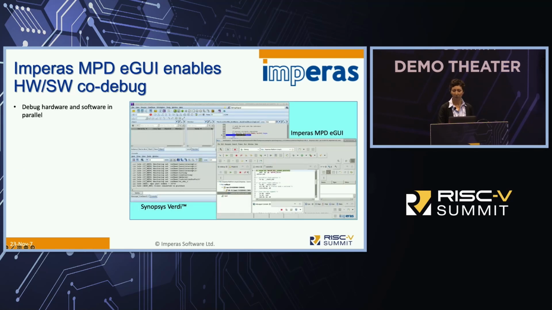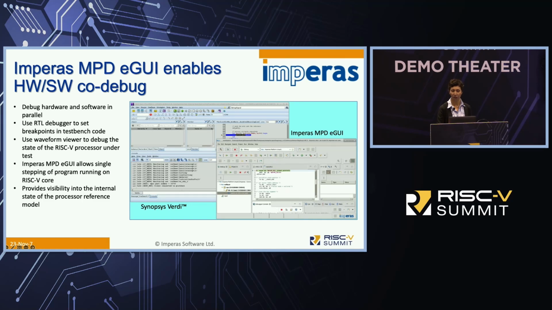So sometimes it can be helpful to debug from the software perspective, even while running an RTL simulation. The user might want to set breakpoints in the test program or inspect the internal state of the reference model, while also having access to their waveform and RTL debug environment. This is possible using the Imperas MPD eGUI debugger. It provides a full-featured software debug environment, and it allows for alternating control of the simulation between it and an RTL debug tool. In this picture, it's SystemVerilog, but we can do this with any commercial EDA simulator.